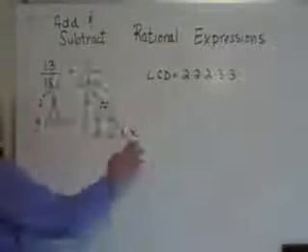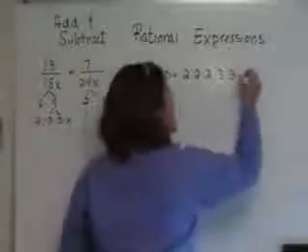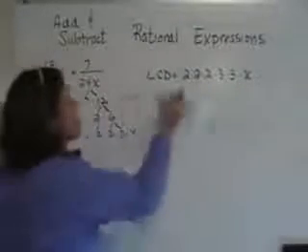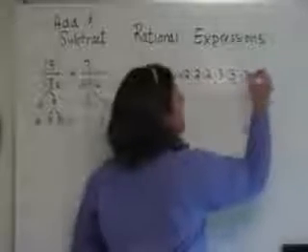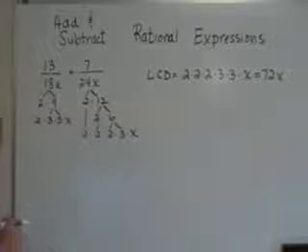And then finally, the x occurs here once. It occurs in this denominator once. The greatest number of times it occurs is once. I will keep it 1 time. And what I have then here is 8 times 9, or 72x, as my least common denominator.